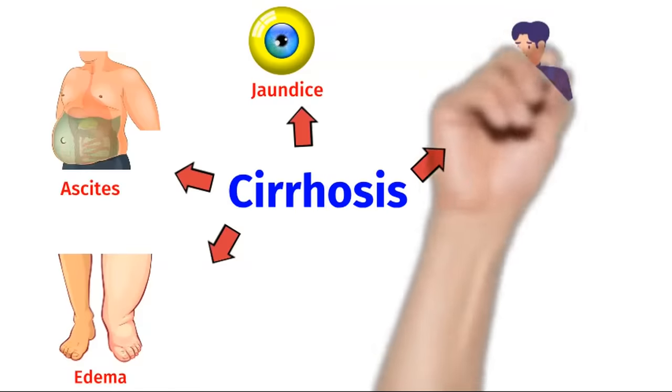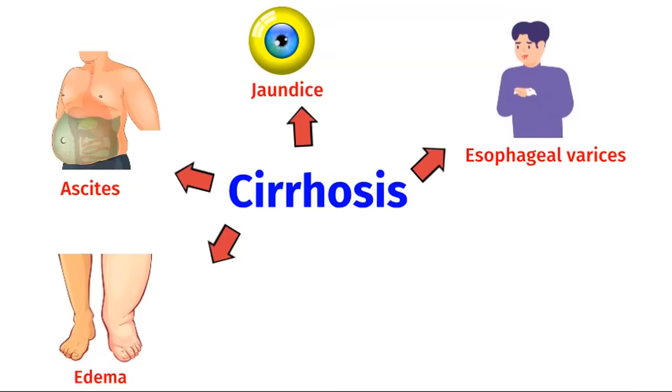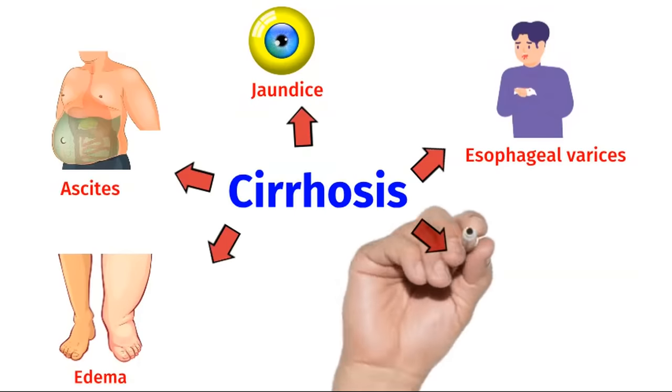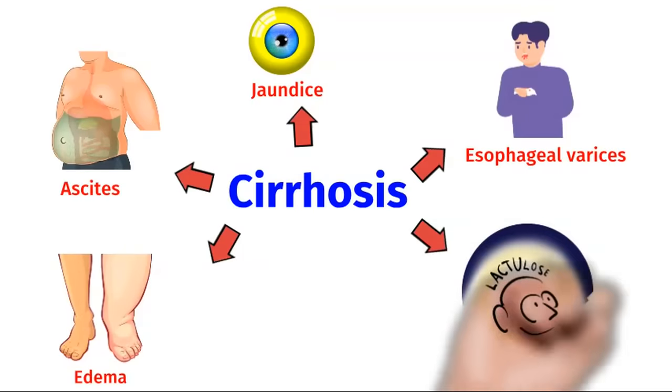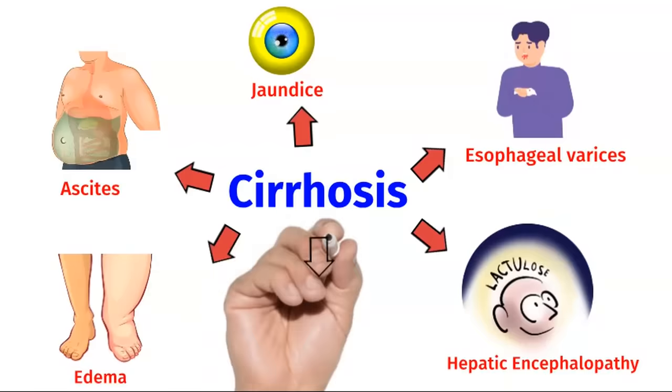The liver becomes unable to clear out bilirubin, which causes jaundice, which is yellowing of the skin and the eyes. The back pressure from the cirrhotic liver leads to the development of esophageal varices, which are basically veins in the esophagus, and these can pop open and cause life-threatening upper GI bleeds. In cirrhosis, ammonia levels rise, and this can affect your thinking, causing hepatic encephalopathy.